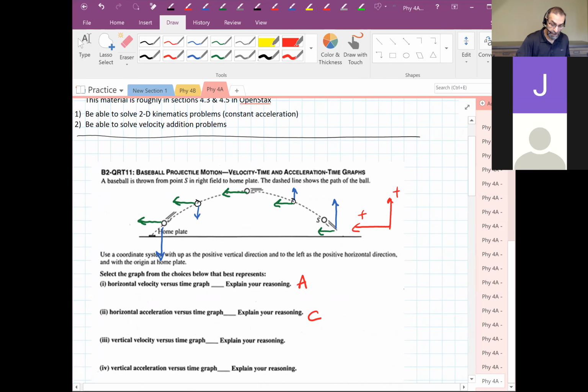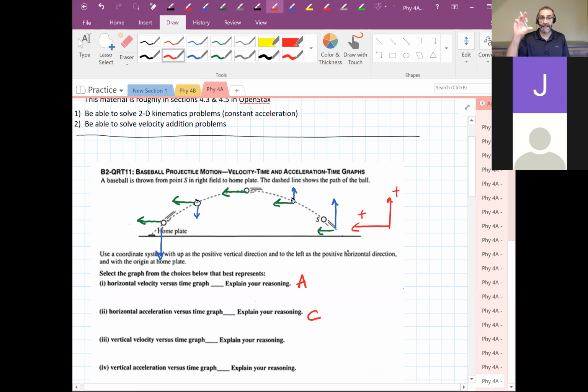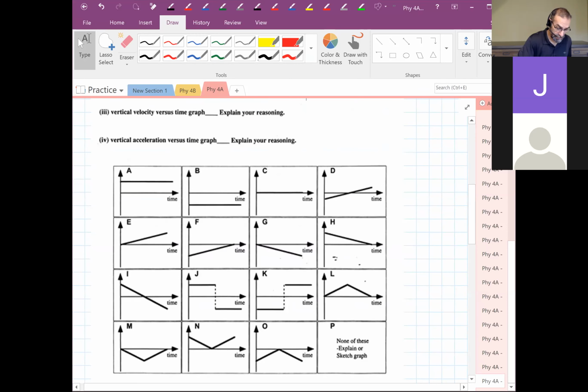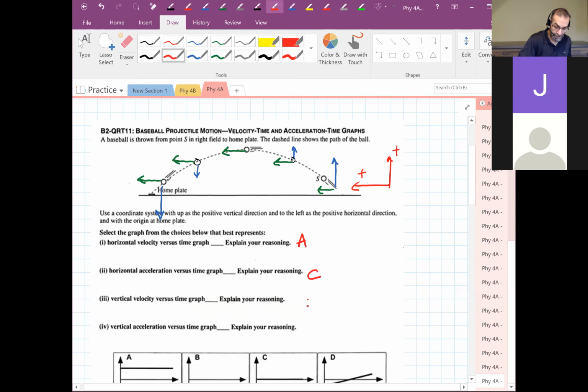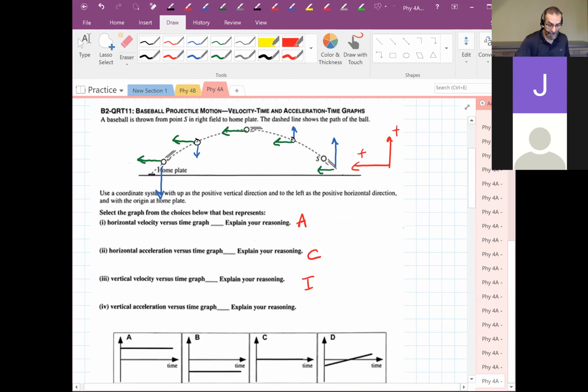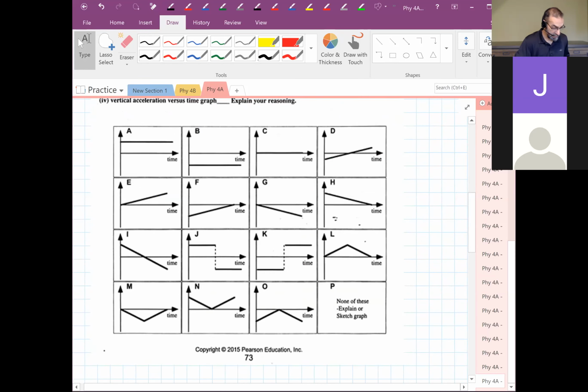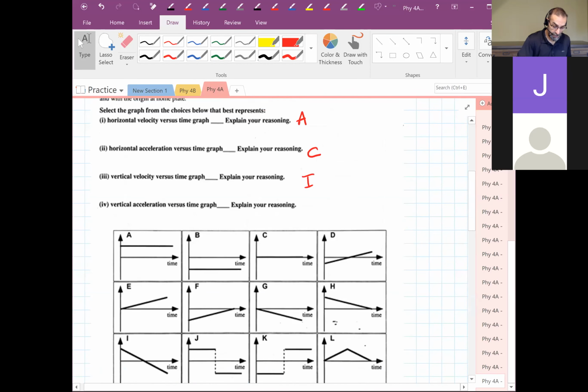So it started out with a big positive velocity. It went to 0, and then it goes big in the negative direction. Big positive, 0, big negative. So I looks like a good choice. And what's the acceleration then? If I is the velocity, we take the derivative of that. We get a constant negative number, and that would be B. Okay.